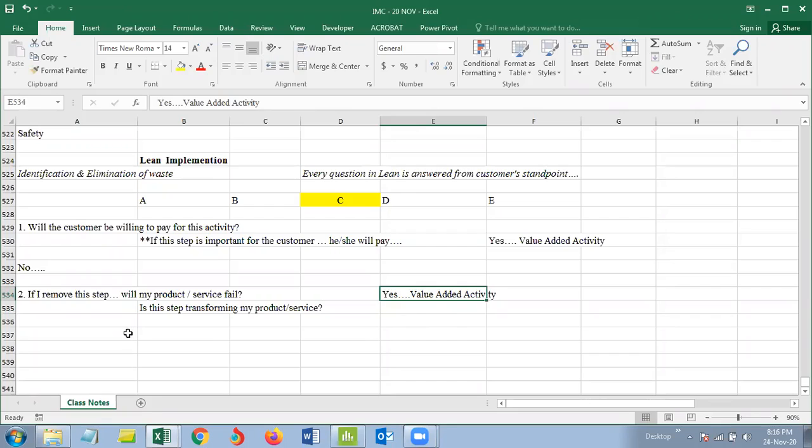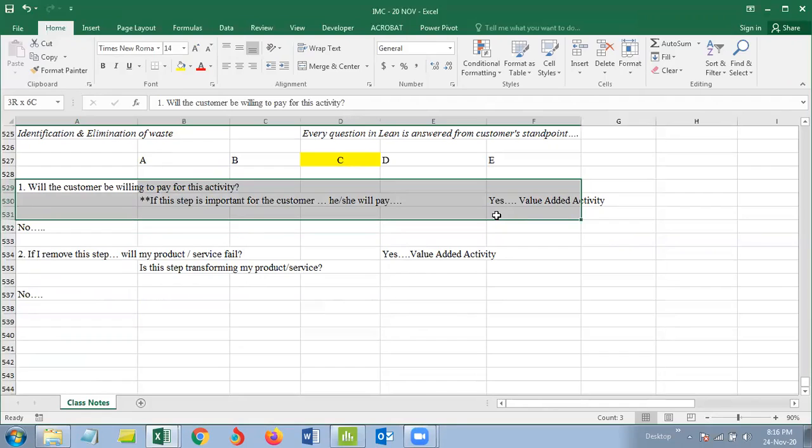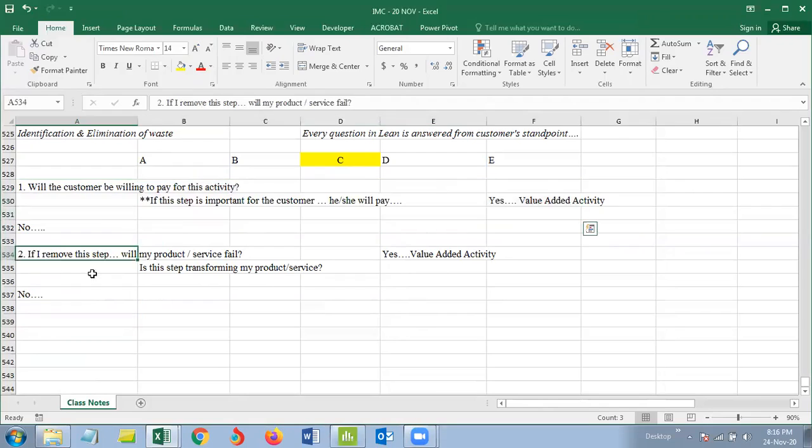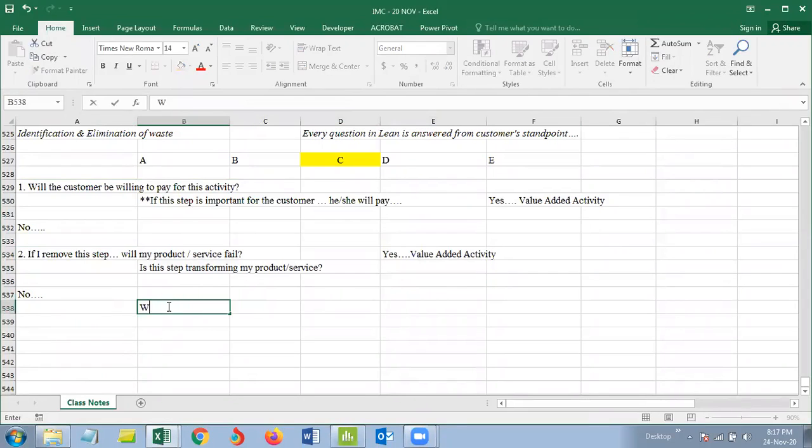You can't remove it. If the answer is no, even if I remove C, still my product will be the same, my services will be the same, then it's a basic question you've got to ask yourself: why are you doing it? Neither does the customer want it. You are adding extra cost for this customer, which is why the customer will be unhappy. And even if you remove this step, it will not impact your product or service. Why are you doing it in the first place? Then definitely that's a waste. That's where we understand, okay, we are dealing with a waste. This waste needs to be removed.